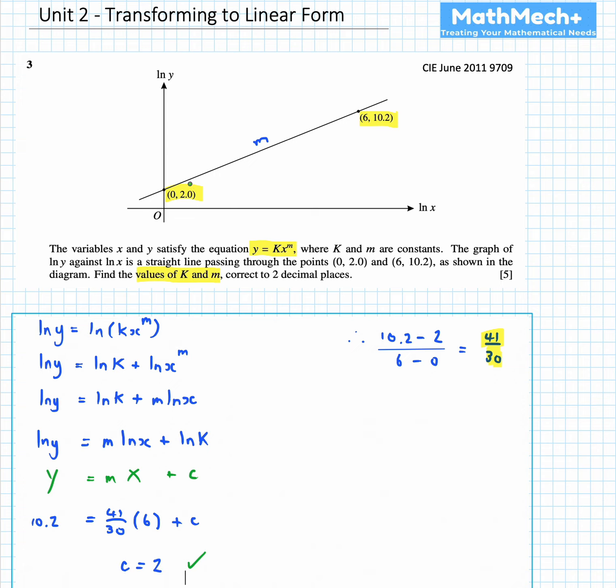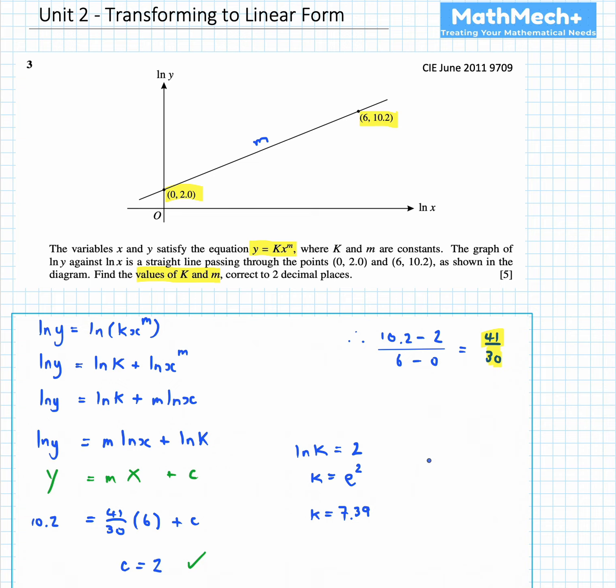Okay, so ln k was what represents c. So ln k, if you look just a little bit above, represents c. So ln k is equal to 2. So you could say k is equal to e to the 2. And you'll get your calculator out for this. And it's 7.39. So there's our value for k.